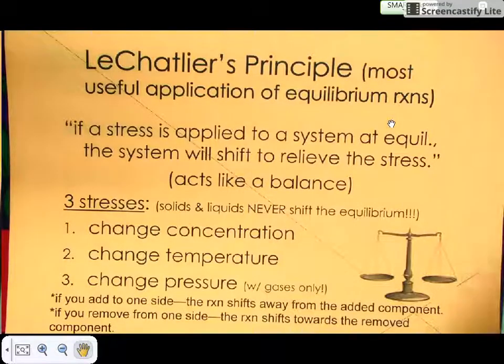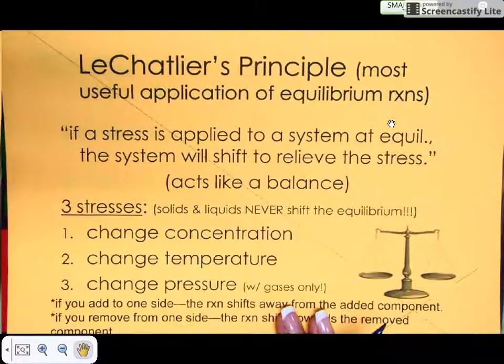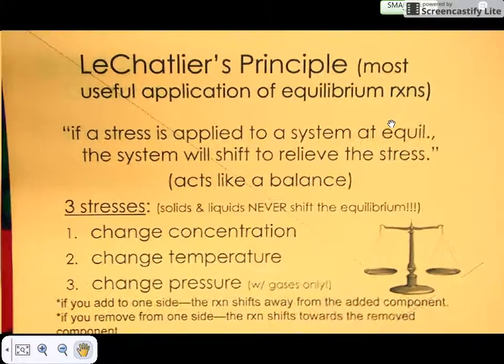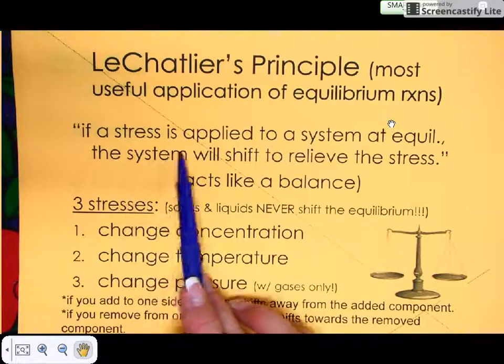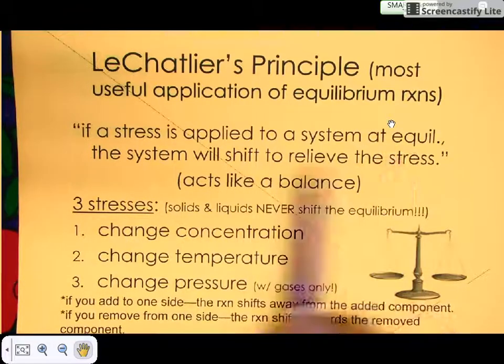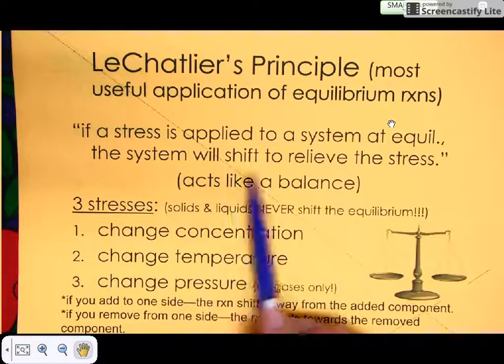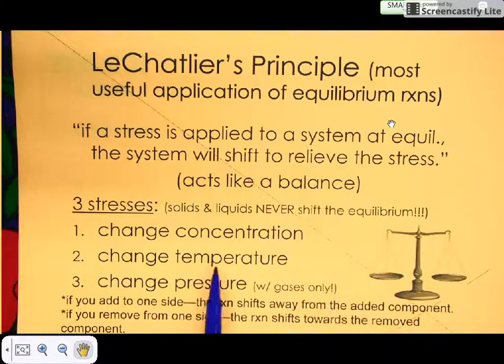One of the most important and useful applications of equilibrium reactions is Le Chatelier's principle. Le Chatelier's principle states that if a stress is applied to a system at equilibrium, the system will shift to relieve the stress. So it acts sort of like a balance.